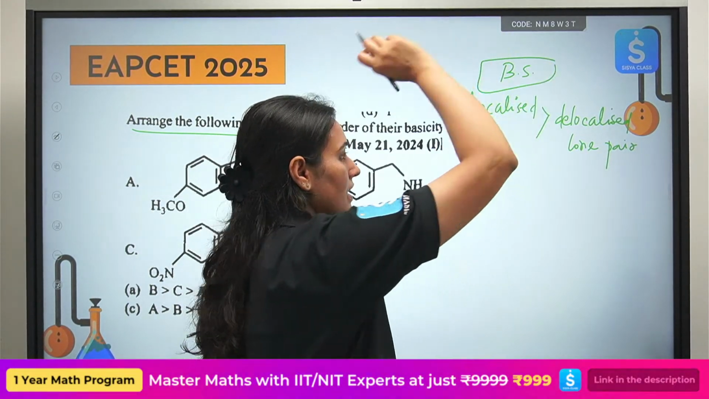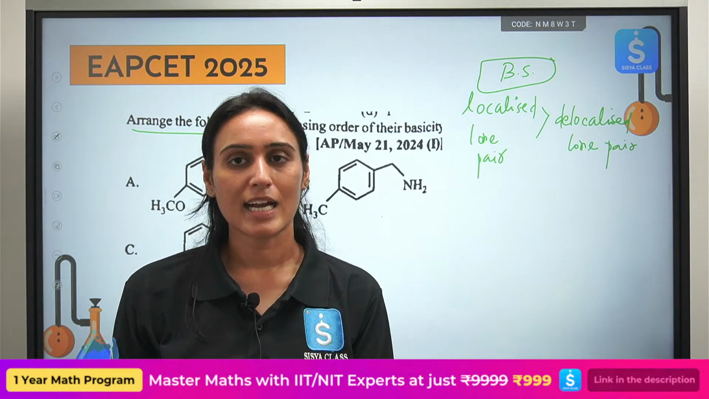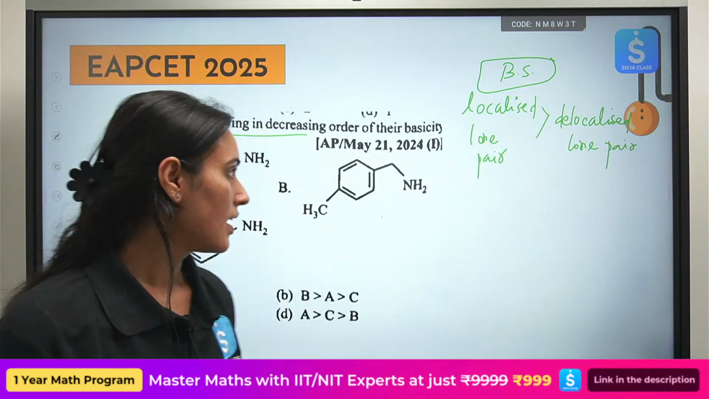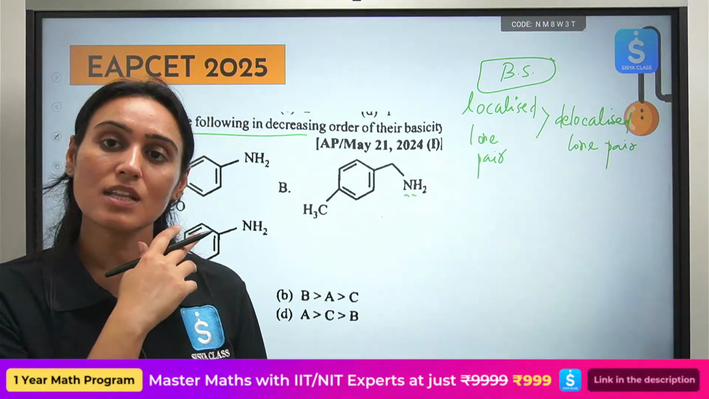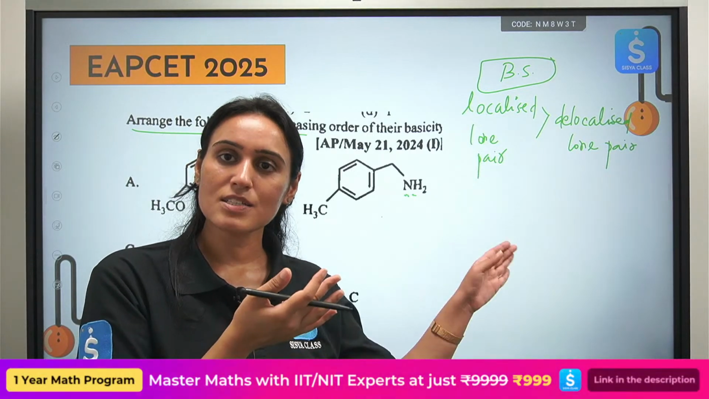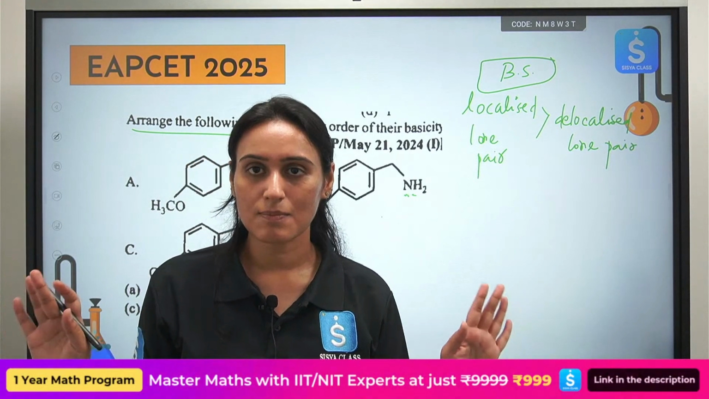This is what we are trying to write. So you just have to say in which case the lone pair of electrons is localized. That would be considered as a stronger base. In this case, if you notice, you have the lone pair of electrons on NH2. Is it in conjugation with the benzene ring? No, it is far away. It is localized on nitrogen only. It is not participating in resonance.